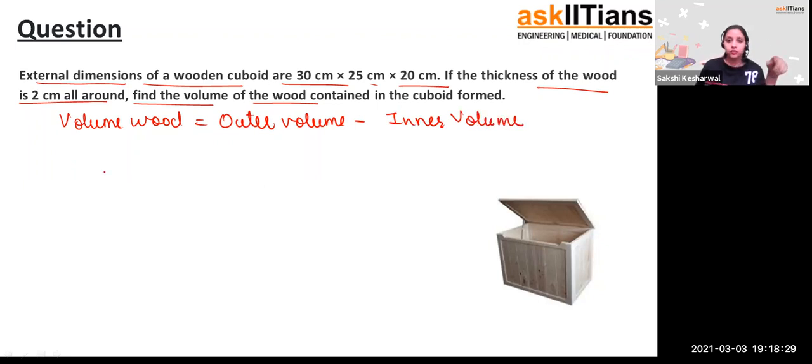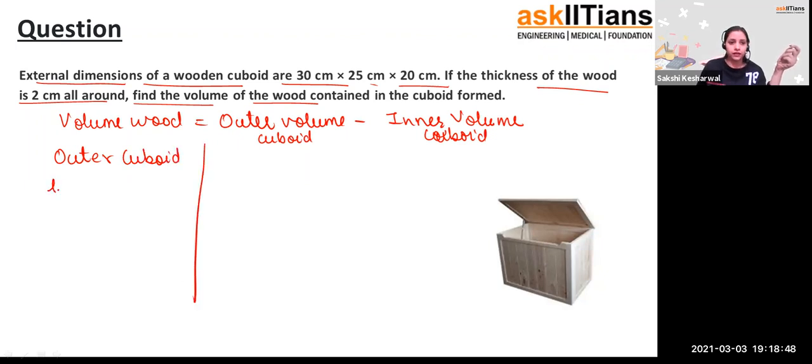So let's talk about outer volume. Both are cuboids, so it is outer cuboid minus inner cuboid. Let's take this as the outer cuboid and the inner cuboid. So let's talk about the outer cuboid dimensions.